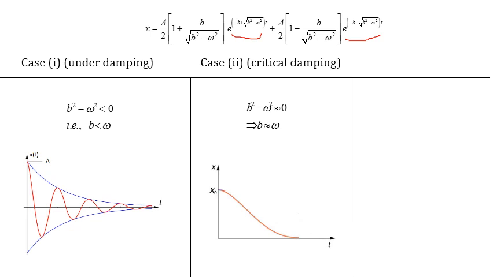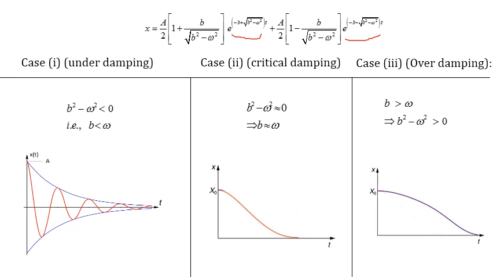The third condition is over damping. In this case, the damping frequency b is greater than omega. That implies b square minus omega square is greater than 0. So the system returns to equilibrium without oscillating.